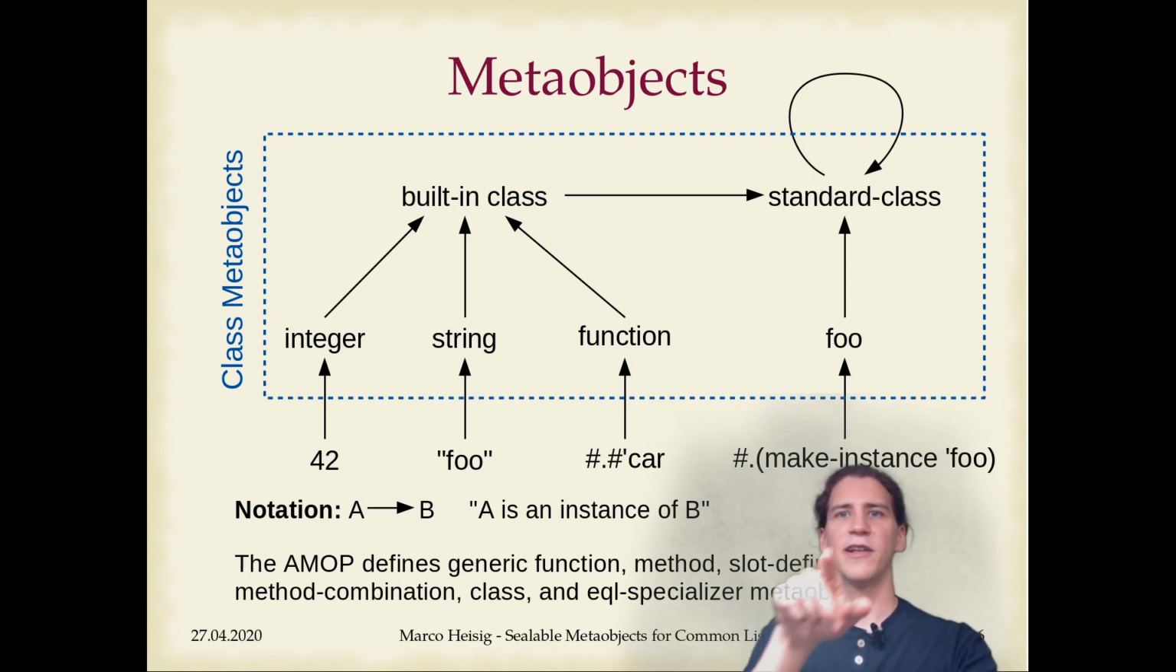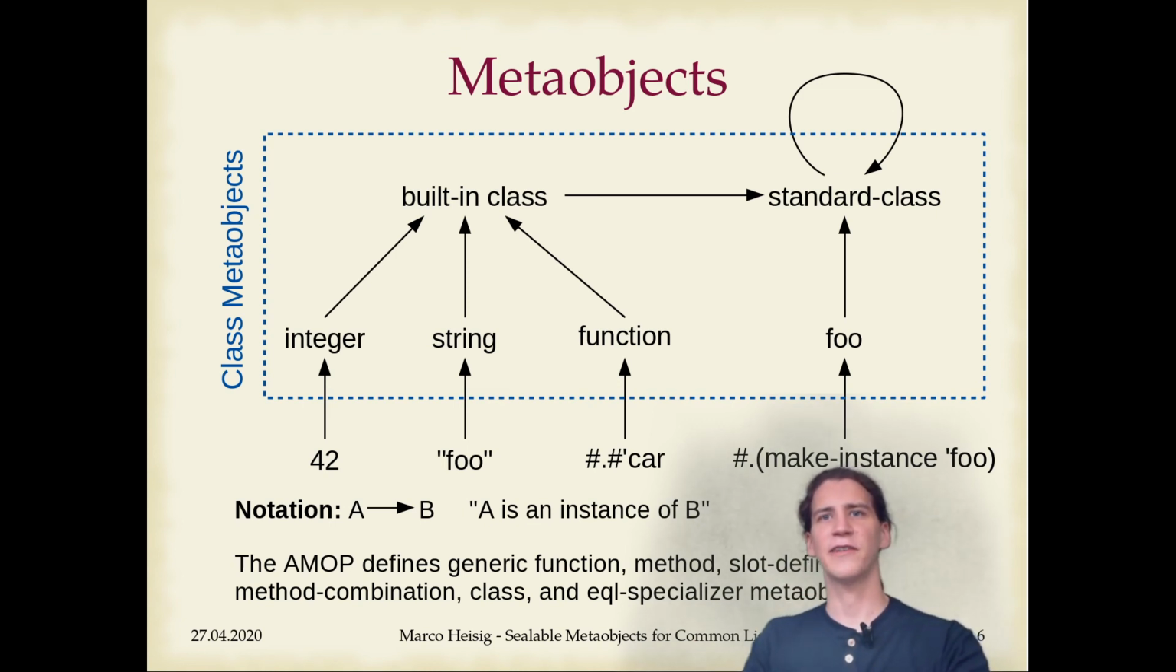And all the classes in the blue box that I've shown on the slide, those are class meta-objects. Meta meaning they are above the layer of what we usually consider as objects. In addition to class meta-objects, the AMOP also defines generic function, method, slot definition, method combination, and EQL specializer meta-objects.